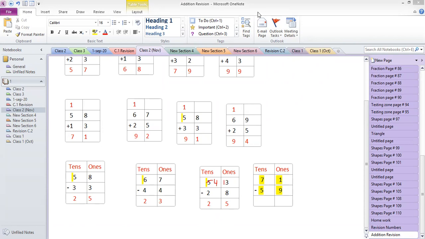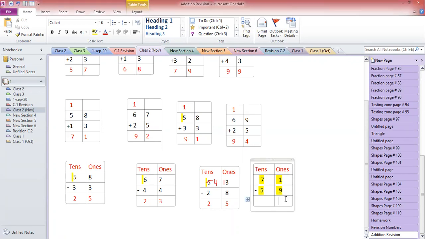Amal. Hello, Amal. Can you hear me? Very good, Mustafa. Amal, can you hear me? Yes, Amal. You are saying 28. How 28? Tell me. 71 minus 59. How will you subtract it? Subtract the ones first. Can you subtract 9 from 1? No. What will you do then?